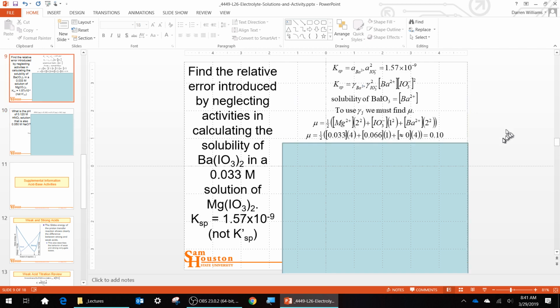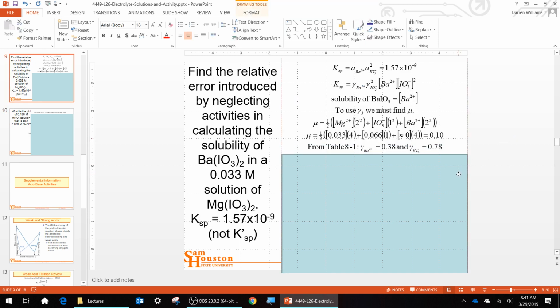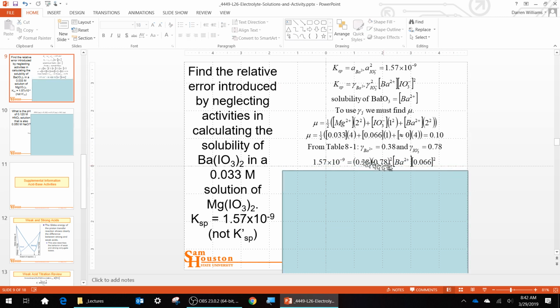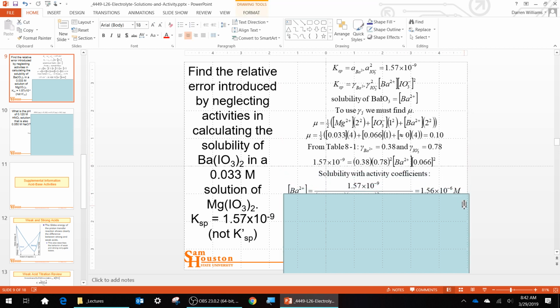And so then we'll go down a little further. From table 8.1, a couple of slides earlier, we can look up the barium gamma and the iodate gamma using this ionic strength of 0.1. And so now we know all the parts of our equation except the barium concentration. This is the solubility with activity coefficients. With these numbers in there, I've solved for the barium. It's 1.56 times 10 to the minus 6.